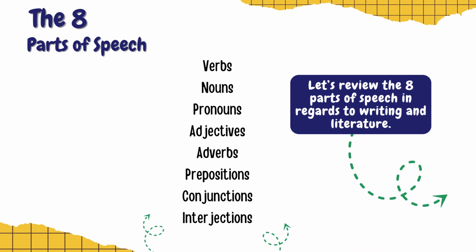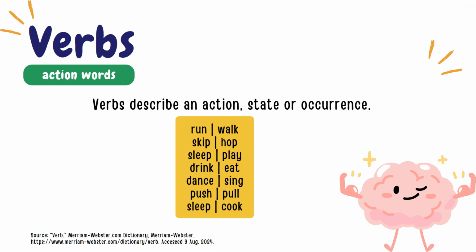Okay, so these are the 8 parts of speech, starting with verbs, nouns, pronouns, adjectives, adverbs, prepositions, conjunctions, and interjections. Let's review the 8 parts of speech in regards to writing and literature. Let's begin with verbs. Verbs are our action words.